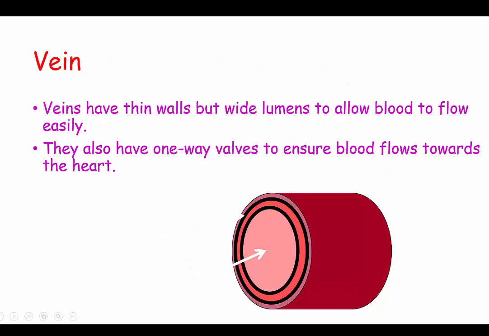Veins are slightly different though. Veins have got thin walls, but their lumens are much bigger. Okay, so here we've got thin walls and a large lumen. Now, by having a thin wall and a wide lumen, it allows blood to flow very easily. As well as that, they've also got valves to ensure the blood flows towards the heart.